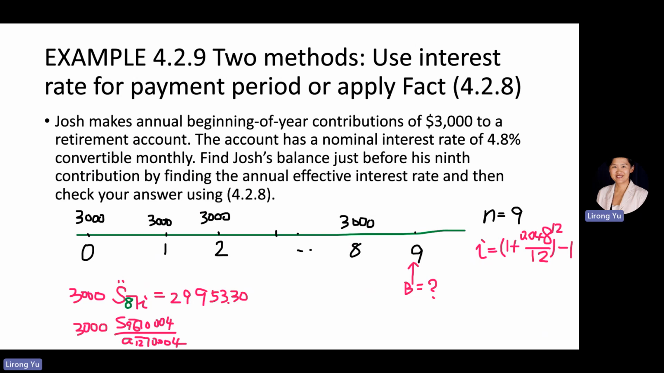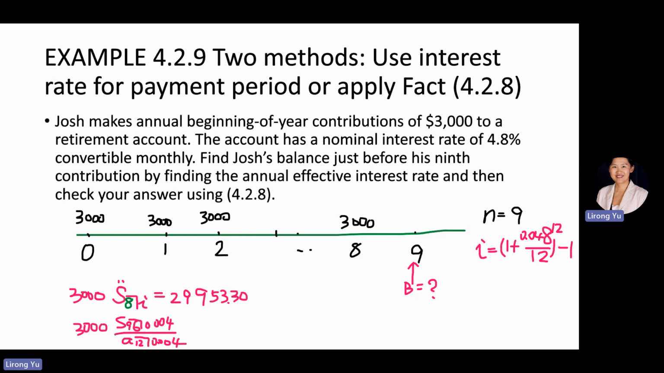Actually, when I was calculating, I really try to remember the formula. What I usually do is to look at the timeline and find the time value of it without relying too much on the formula. All right, so this is an example. Let's see if we can apply the formula.